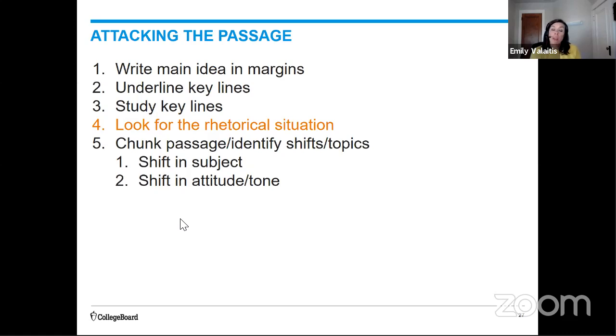It might come from your study of your key lines, but it might just be, okay, now that I read the piece as a whole, here's how I would revise what I learned from the prompt. That the prompt didn't steer me wrong, but now I have more specific information.